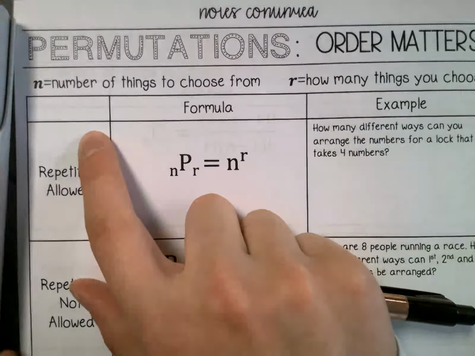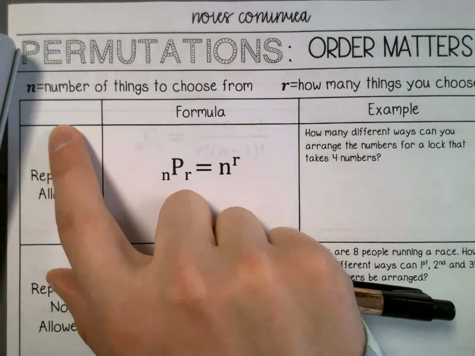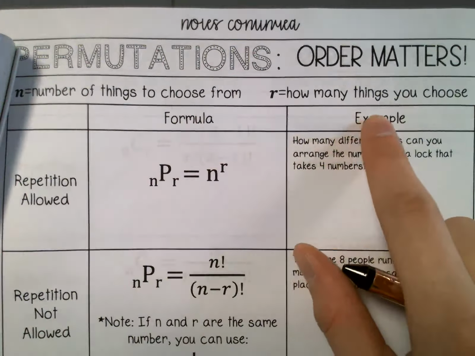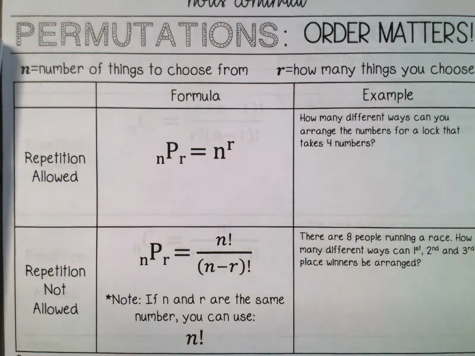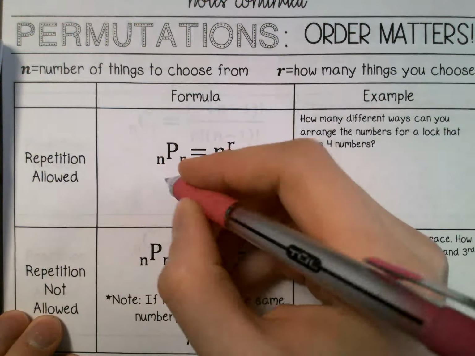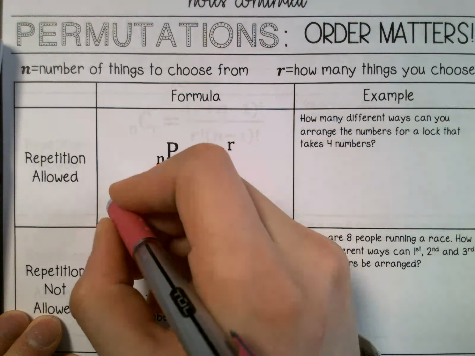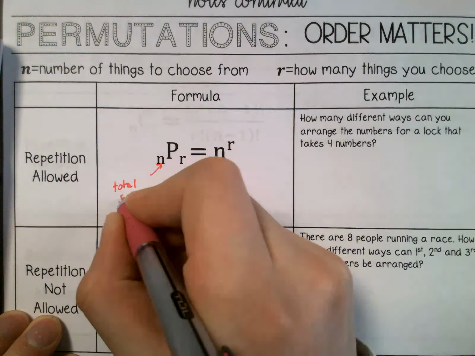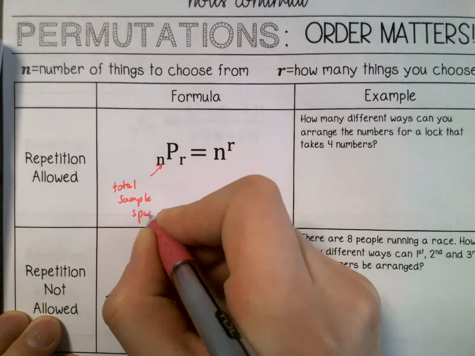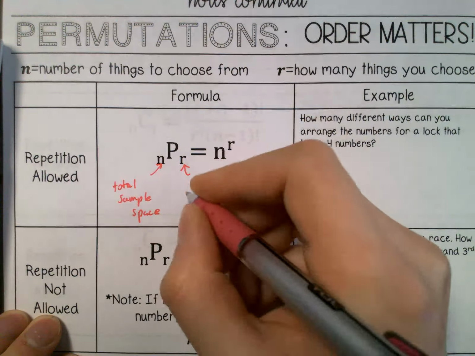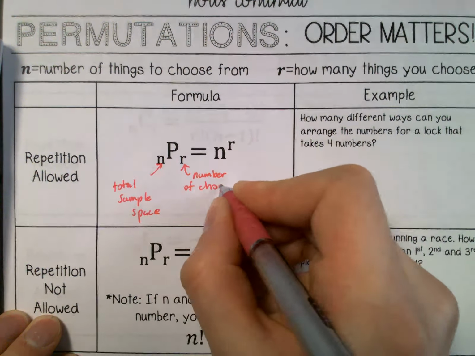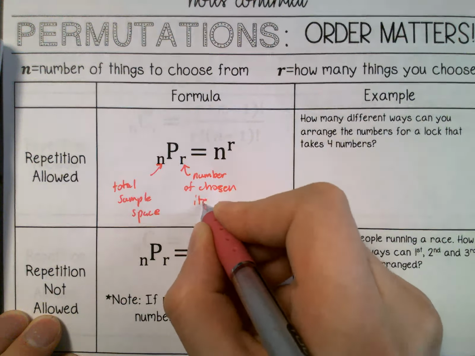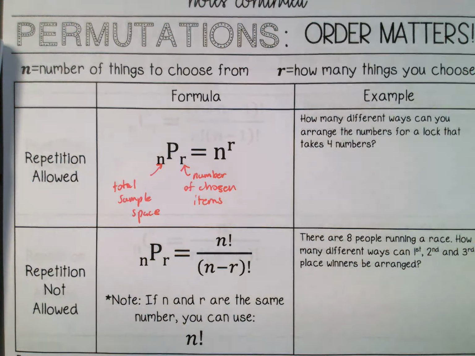Now, permutations, again, is where the order matters, right? There are two things to keep in mind here. N is the number of things to choose from, and R is how many things you choose out of that set. This is basically your sample space. This is basically the number of chosen items. For example, on this first one down here, for repetitions allowed, N is the total sample space, and R is the number of chosen items. Okay?